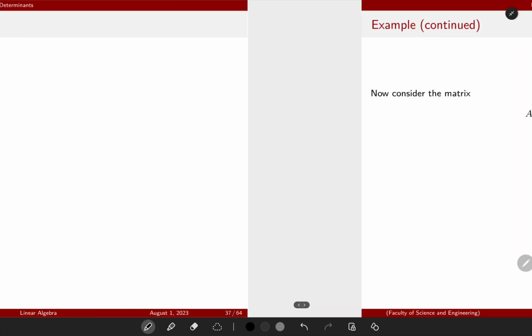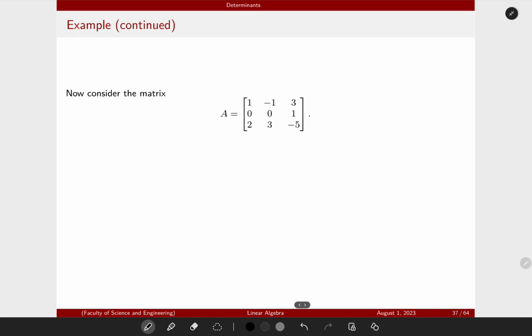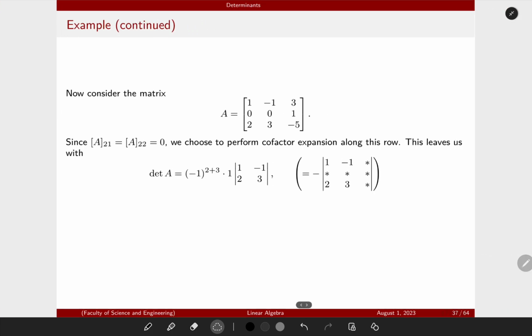Okay, let's look at another example with some numbers. So here we see this matrix A, where we have this nice row with a lot of zeros. In our process of cofactor expansion, we always multiply by the coefficient of the position where we are. So if we can somehow select this row, we only have to do one calculation in a way. So this is exactly what we do.